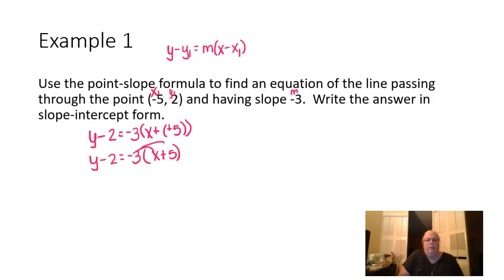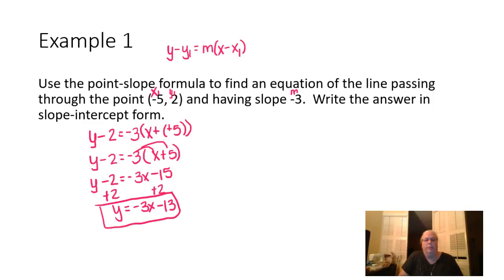Let's distribute the -3 into the parentheses. y minus 2 is equal to -3x minus 15. And then to get y alone, we'll just add 2 to both sides. y is equal to -3x minus 13. There we go, slope-intercept form.